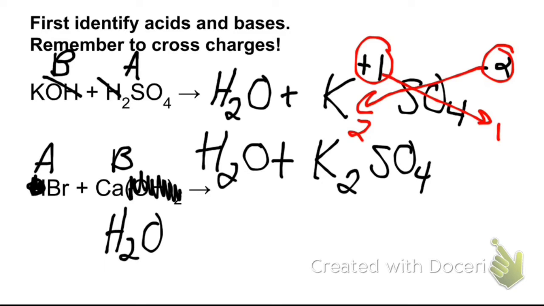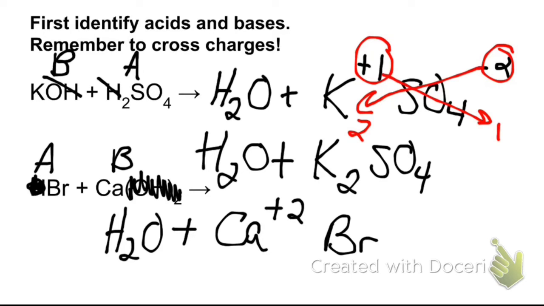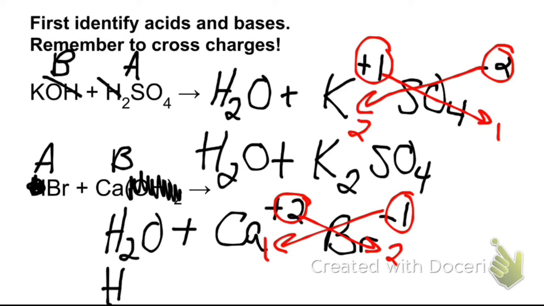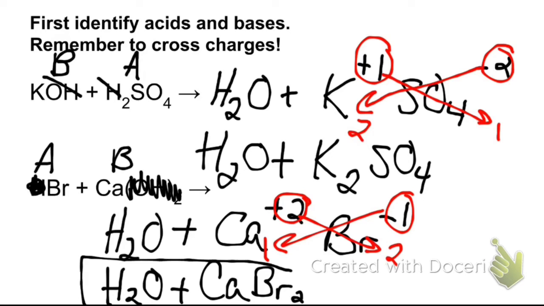That's good. And that means we have calcium, which is in group 2, so it's +2, and Br, which is in group 17, so it's -1. So we're going to cross our charges. Crisscross, so then I brought the 2 down, and then the 1 down, so I've got a 1 and a 2. So that means the products, I've got water and CaBr2. That was actually pretty easy.